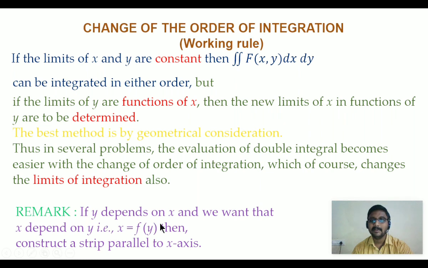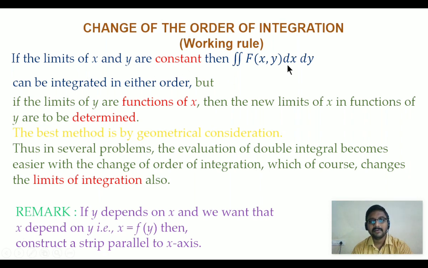So once again, y depends upon x, but we want x to depend upon y, that is, x equal to f of y. Then we have to construct a strip parallel to the x axis. That is, the new strip is drawn parallel to the x axis. Once again, if we know the working rule, then it is easy to evaluate the given sums. If all the limits of a double integral are constant, then the change of order of integration requires changing the limits also. Simply we can solve the problem by changing the limits accordingly.